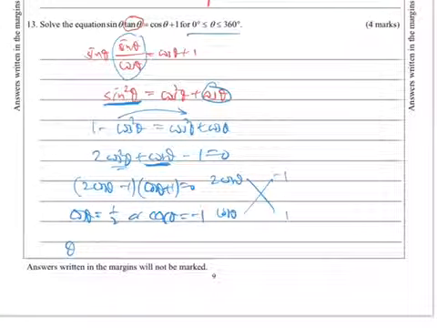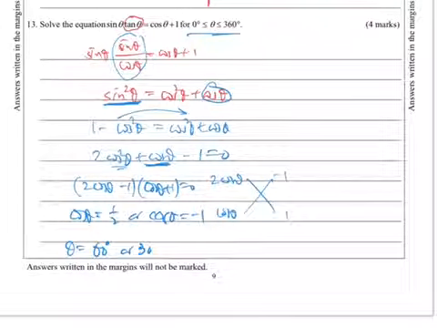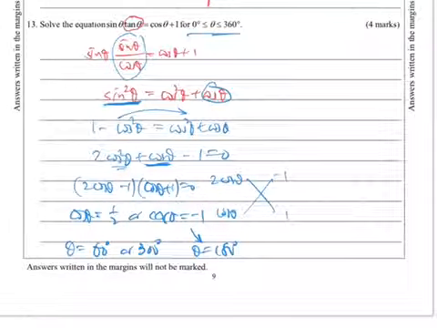From the range, you see that if cosine is positive, it is the first quadrant, this is 60 degrees, or the fourth quadrant, 300. And minus 1, it is 180 degrees. So there are 3 answers.